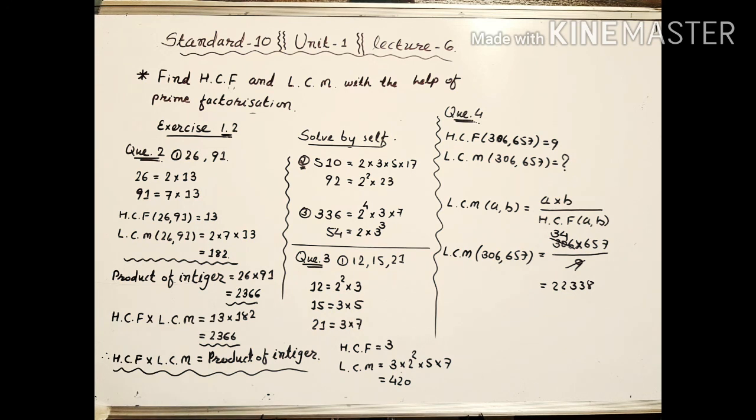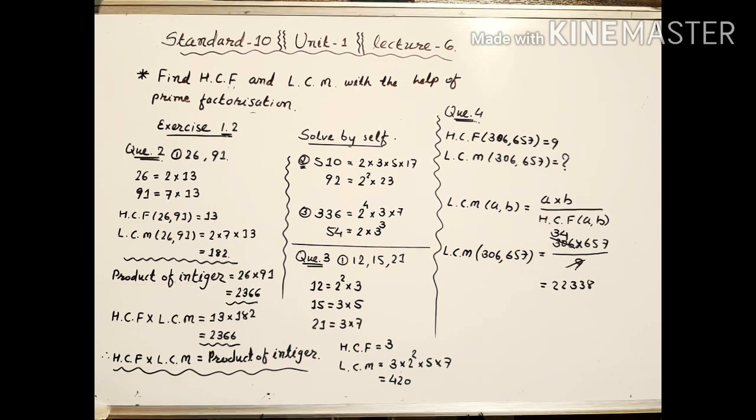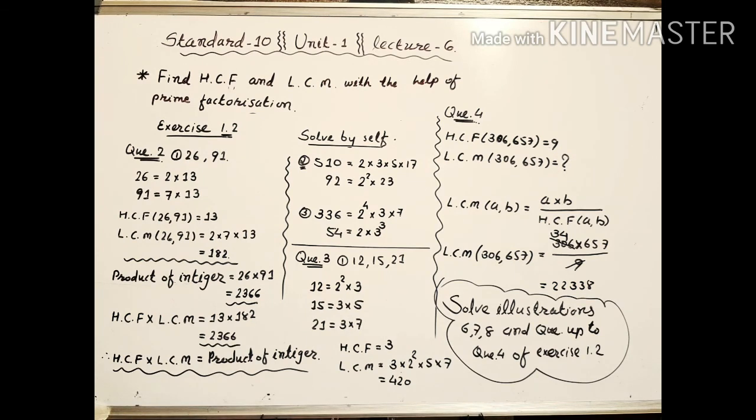22,338. Okay, so up to now, whatever questions and examples are remaining, you will solve yourself. So please remember to solve illustrations 6, 7, 8 and the questions up to question 4 of exercise 1.2 that I have explained at last.